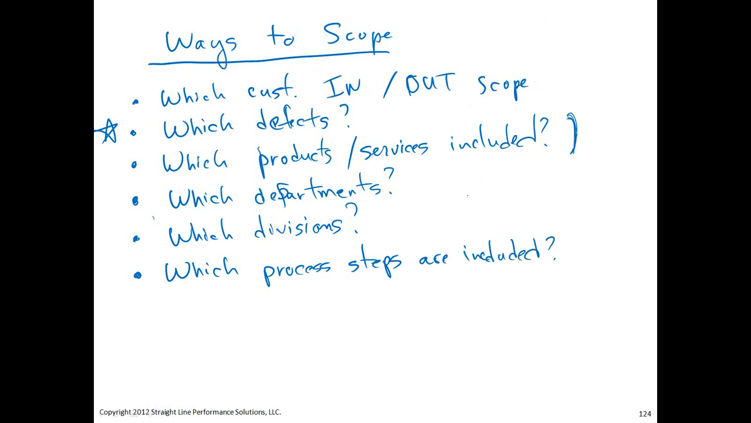Probably it would be all. I could ask which departments. In this case, in McDonald's, it may be maybe only the night shift or whatever, and which divisions. That would only be true if I owned multiple McDonald's. Maybe it would be which stores. And finally, which process steps?